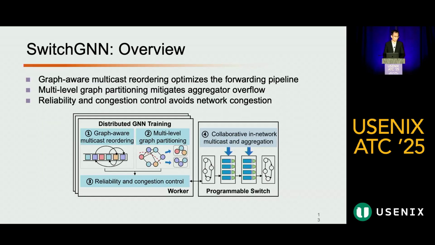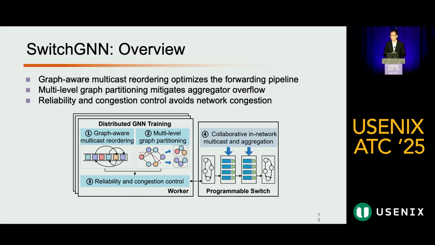That's where SwitchGNN comes in. It is built to make large-scale GNN training far more efficient. Leveraging programmable switches, SwitchGNN is built around 2 key ideas. First, we reorder how graph data is sent across the network. This graph-aware multicast reordering helps optimize data flow and reduce delays. Second, we use multi-level graph partitioning to break down the graph structure, to manage memory better and prevent overload.